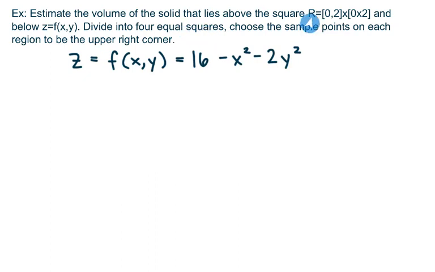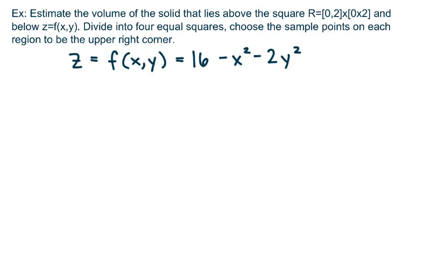So we're going to take R, 0 to 2 by 0 to 2, and divide it into 4 squares, all of equal side. And we're going to choose the same sample points. We're going to choose those sample points to be the upper right corner. And of course, I stated that sample point could be anywhere on that partitioned sub-rectangular area, but if we all use different sample points, we'll all get slightly different answers. And so for this reason, we're all going to do it the same way.